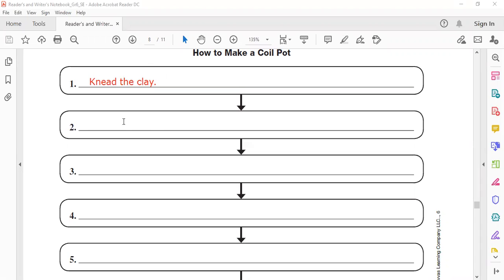Okay, and then second thing, what should we do? Take a piece of clay. Mm-hmm. Take a piece of the kneaded clay and shape it into a small rounded flat patty to form a base. A base of the pot. So flatten a piece of clay to form the base.